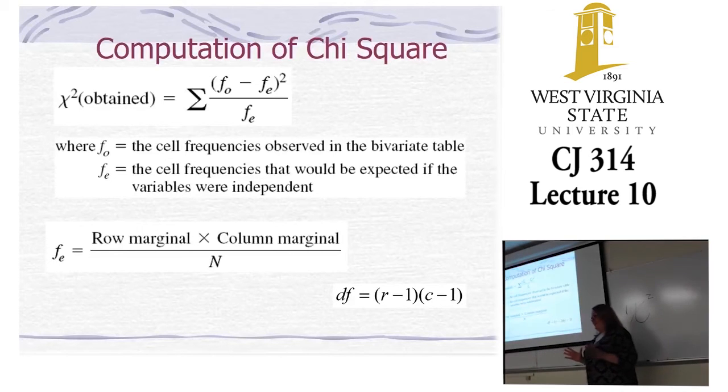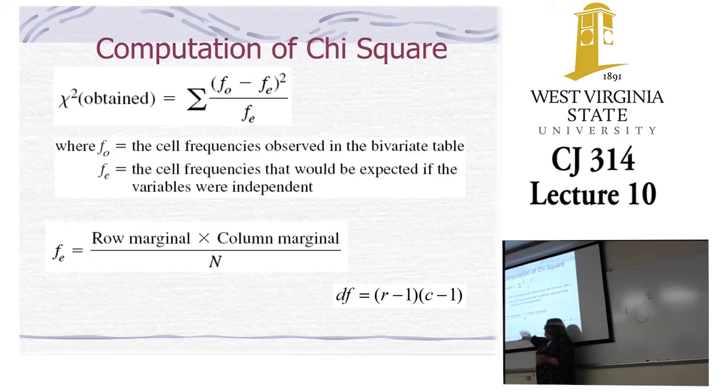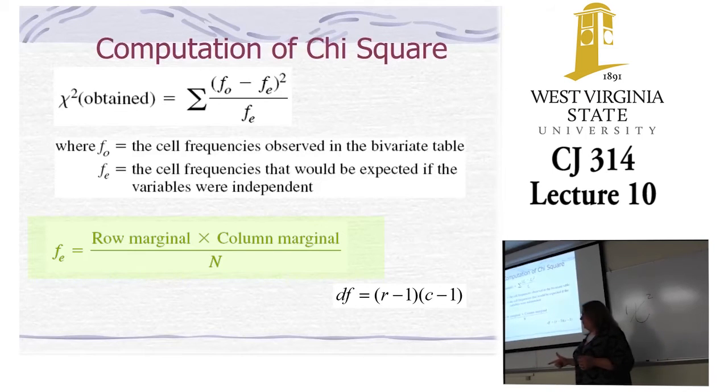Nothing new in this. You've done much harder problems than this. Expected, though. How do we find out what's expected? That's this formula. It's our row marginal times the column marginal divided by n. Our degrees of freedom for this problem, row minus 1 times column minus 1.